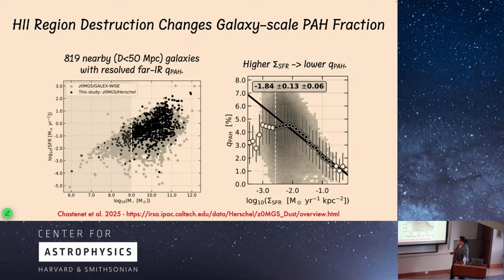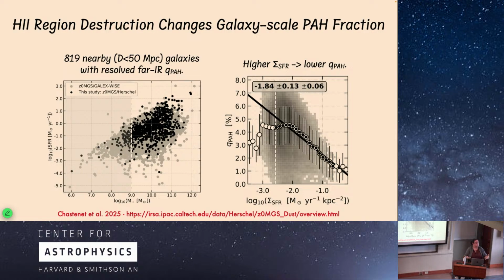So this is a recent compilation of far infrared SED fitting for all of the 819 resolved galaxies that have Herschel data that are nearby. This is the summary of all the galaxies included. All of the data and fits are available if you'd like them on IPAC. And what I'm showing here is the PAH fraction as a function of the star formation rate surface density. And there's a strong negative correlation.